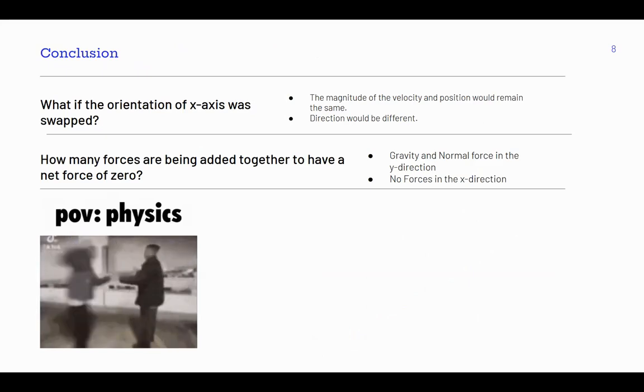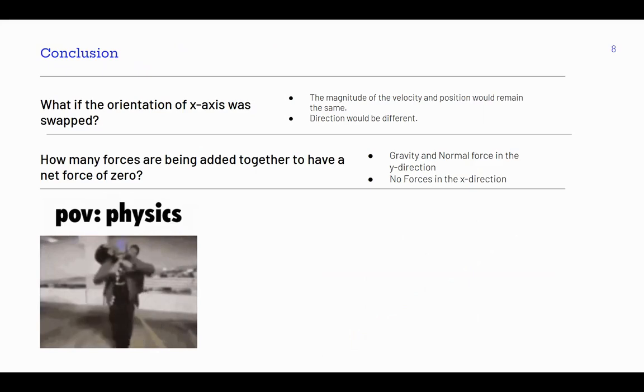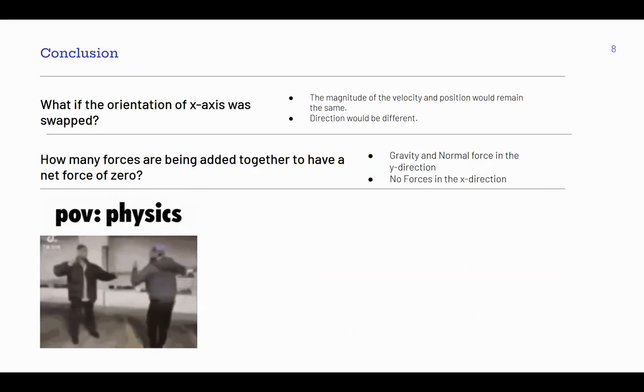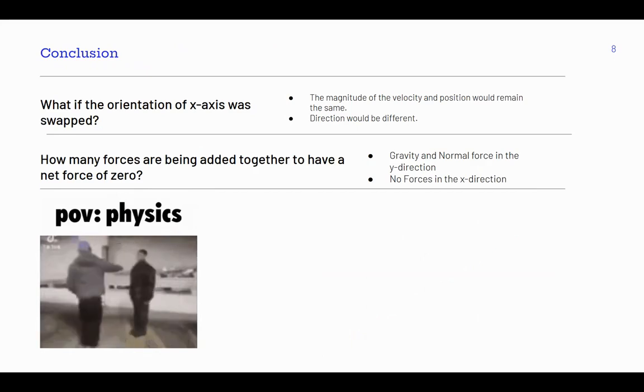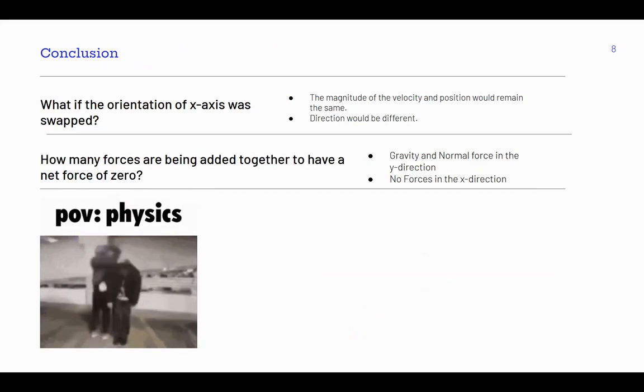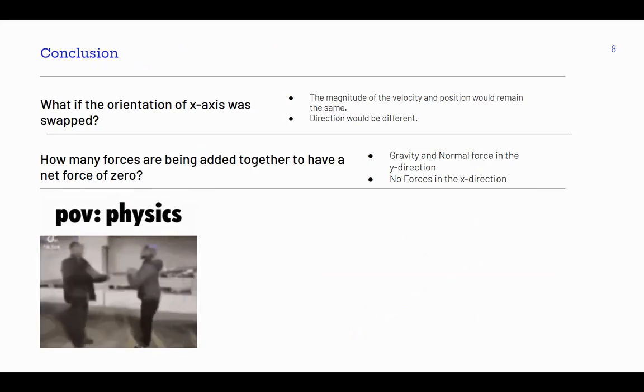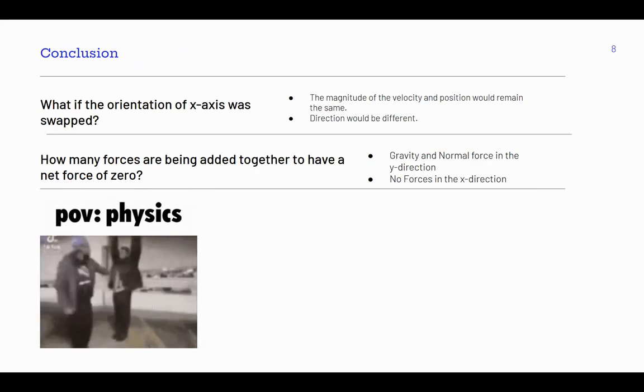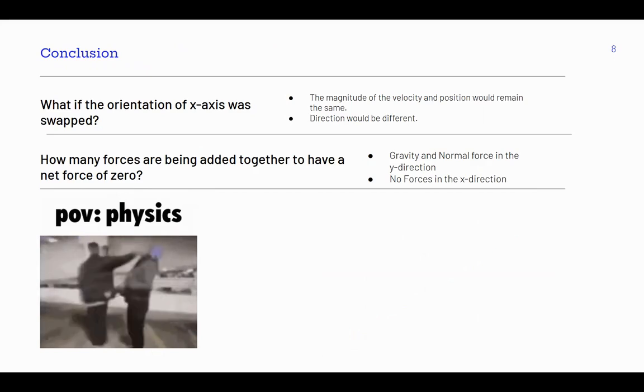Some what-if scenarios. What if the orientation of the x-axis was swapped? In this case, the magnitude of velocity and position will remain the same, but the direction will be different, which pretty much means there would just be a negative sign in front of it if the x-axis was swapped to negative x, for example. So it would be going in the opposite direction. However, the magnitude, so the speed, would remain the same.